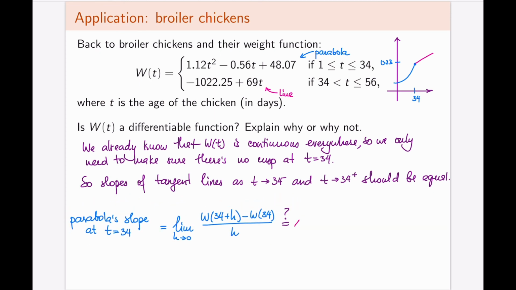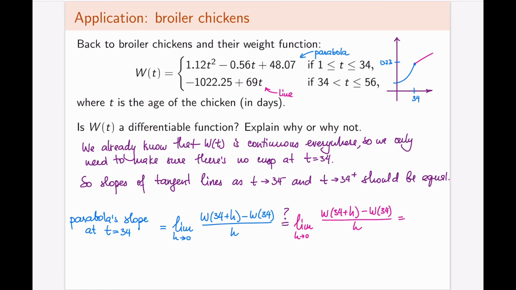So I have that I want to know if this is the limit as h goes to 0 of w of 34 plus h minus w of 34 all over h, except for my w here will be coming from the parabola side, so it will be this function here, and my w here will be the line coming from this portion of the function, so this function here. Okay, so despite the formulas looking exactly the same, my w pieces are going to be, in fact, different, right? And so what I have on the right-hand side here is the line's slope at 34.